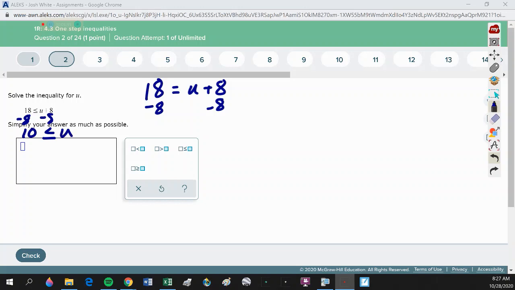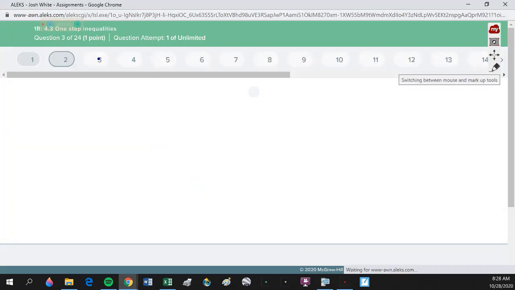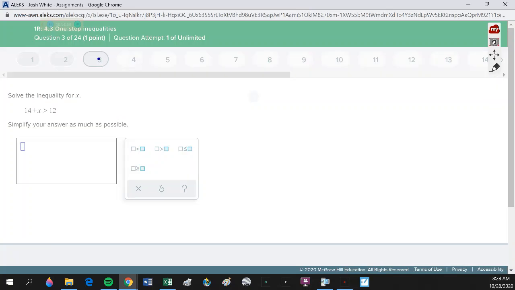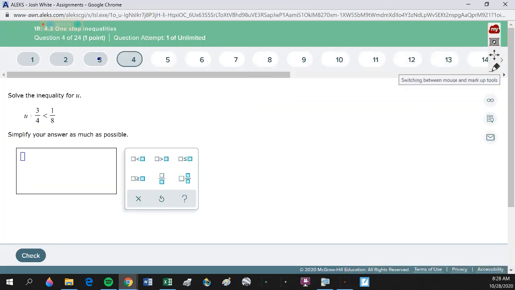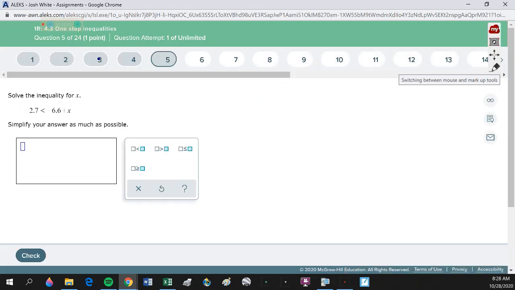Now, there is one thing you have to be worried about, and let's see if any of these do it. Not there. Not there. Not there. Okay, what would you do here? Divide by 7, and you would get 8 is less than x.